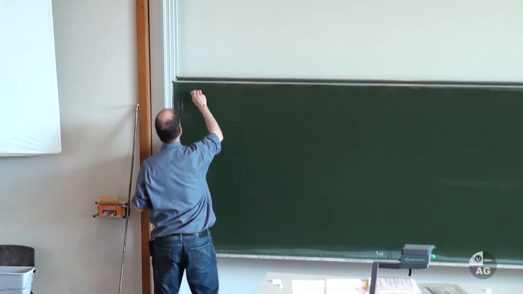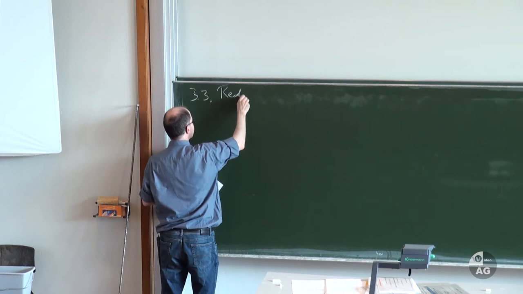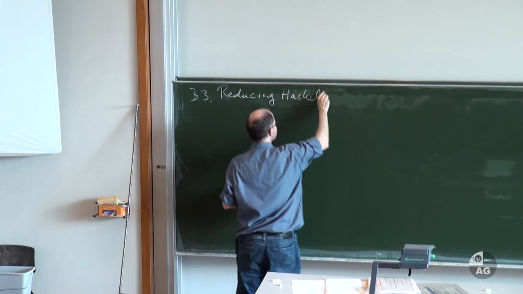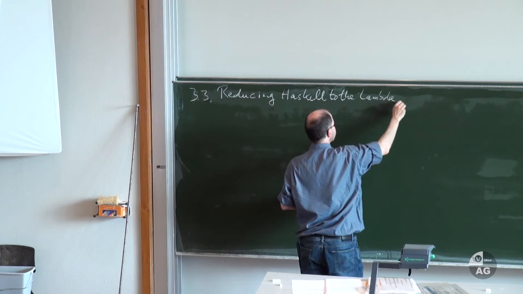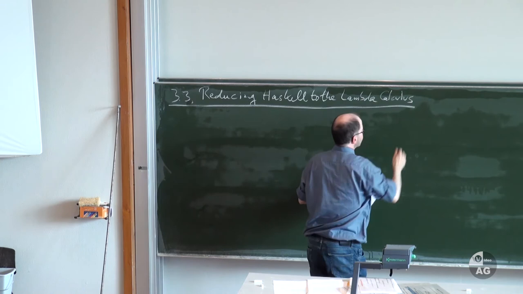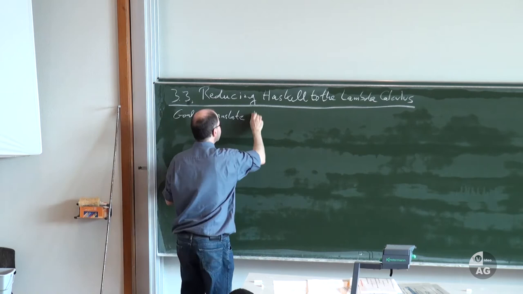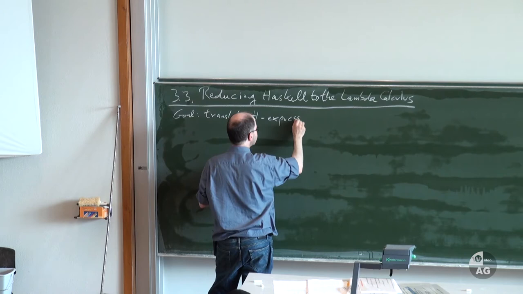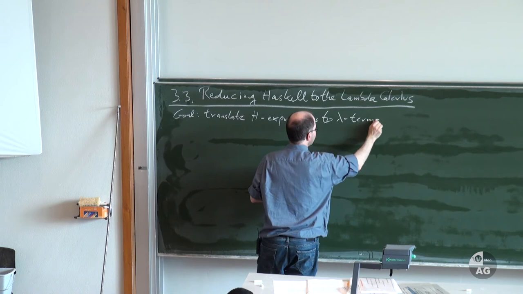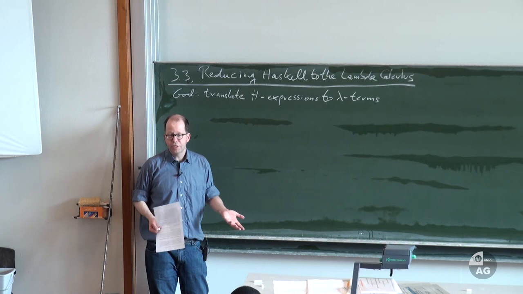We now come to the reduction or compilation of Haskell to the lambda calculus. So, reducing Haskell to the lambda calculus. The goal is to find an automatic translation to translate Haskell expressions to lambda terms. And this is a kind of compilation. The lambda calculus you can see as the machine language of functional programming. And then this is executed using reductions, using beta and delta reduction.